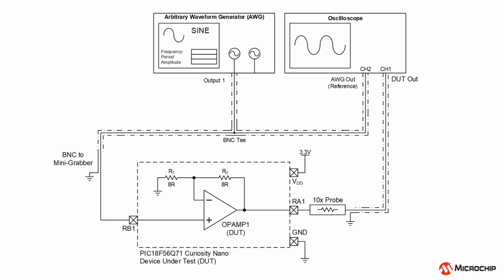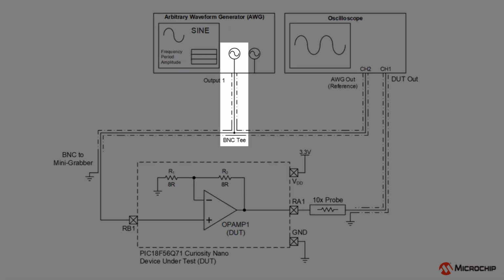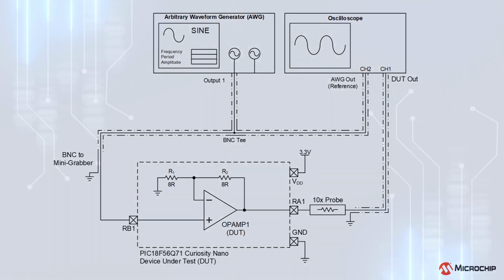My signal source for this comparison is a function generator. I'm using a BNC T-junction to split the output. One output will go into the oscilloscope, while the other goes into the microcontroller. The output of the OPAMP is captured with a 10x probe. This setup isn't ideal for high frequencies, but since we're only at a couple megahertz maximum, the signal integrity should be sufficient for a comparison.